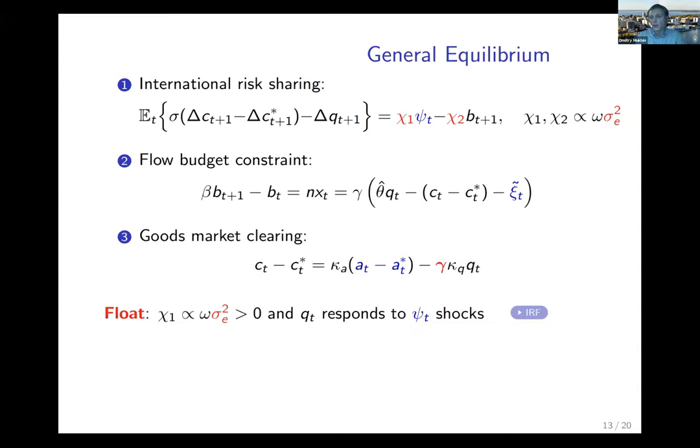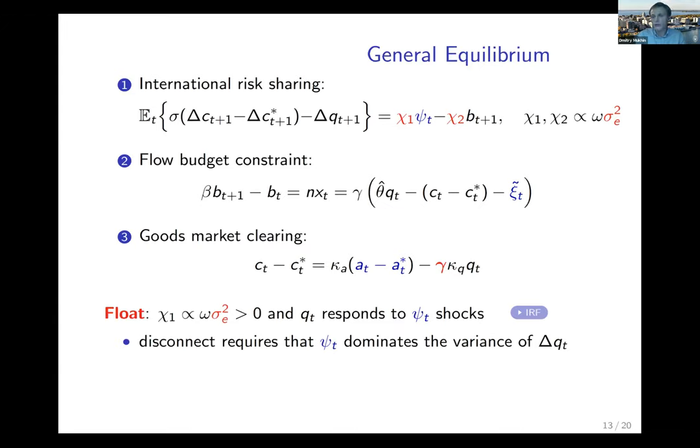Okay, so let me go through this result. Let me start with the floating regime. Under the floating regime, the nominal exchange rate is moving, so it's pretty risky for arbitrageurs to do the carry trade, and so they will charge a risk premium, right? Once noise traders want dollars, the dollar exchange rate needs to appreciate on impact to generate expected depreciation and compensate arbitrageurs for taking these positions.